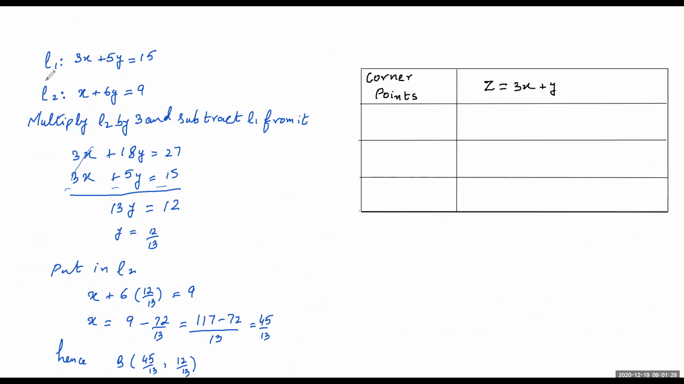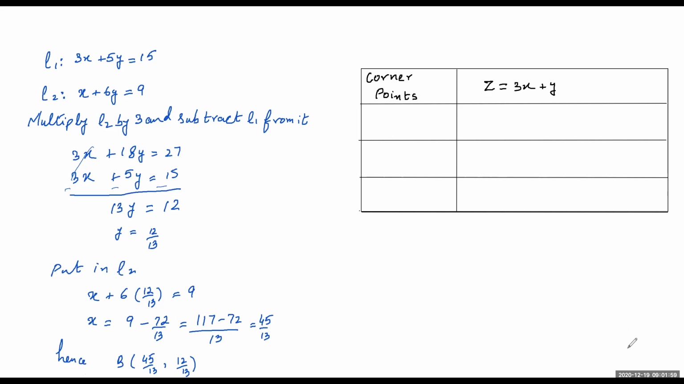Here you can see L1 is 3x plus 5y equals to 15. L2 is x plus 6y equals to 9. You multiply L2 by 3 and subtract L1 from it. As a result, we get y equals to 12 by 13. Put in L2. Perform simplification, take LCM, and as a result, you get x equals to 45 by 13. Hence, the corner point B becomes 45 by 13 and 12 by 13.